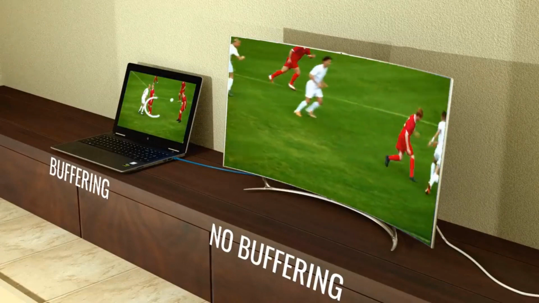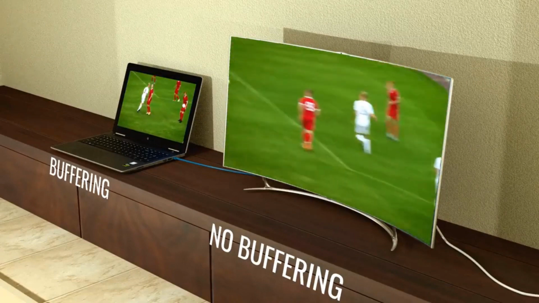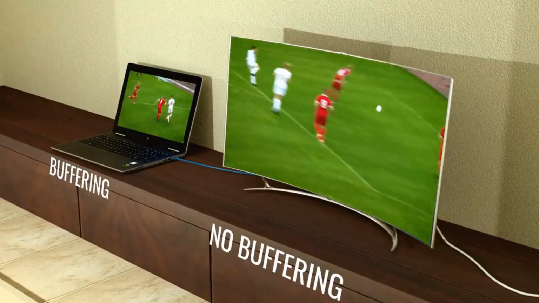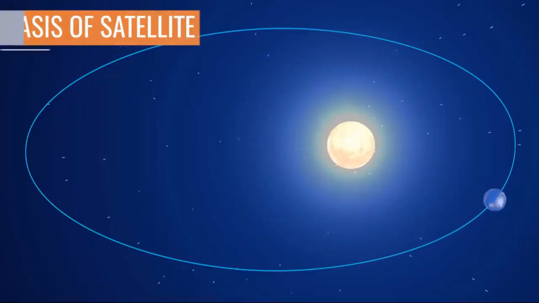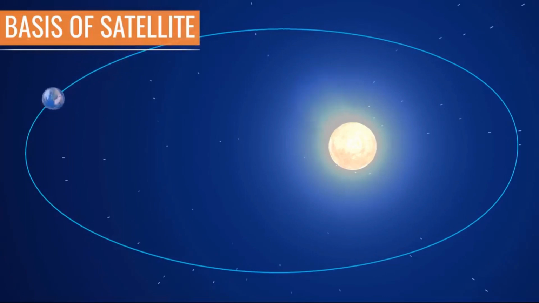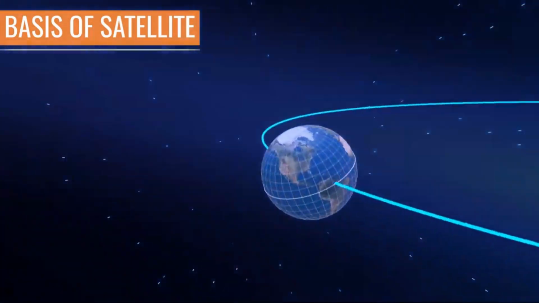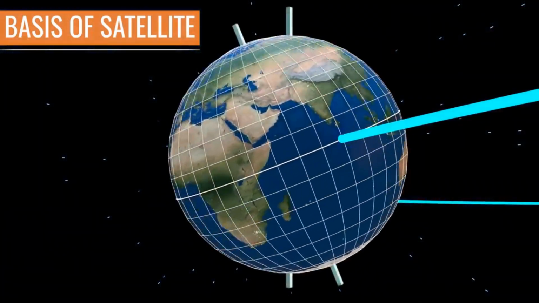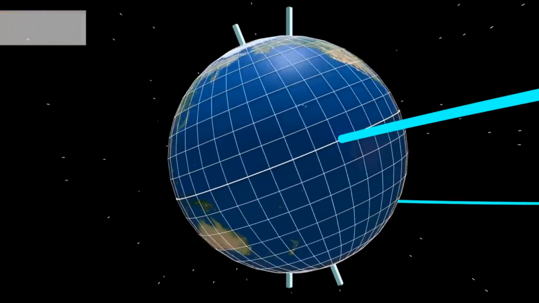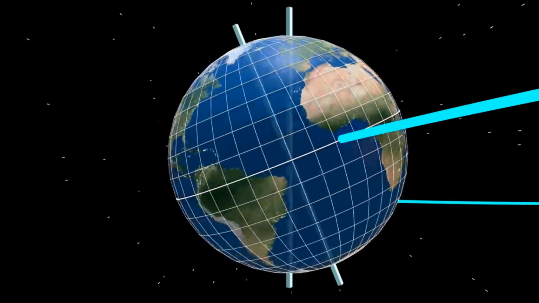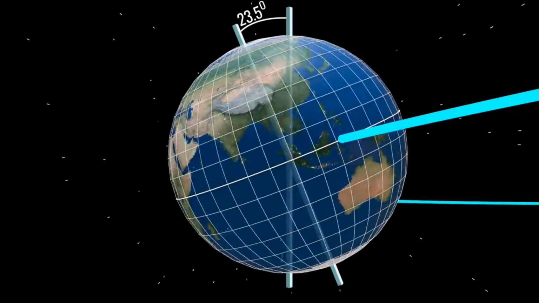To understand satellite TV broadcasting properly, we first need to have some basic knowledge about the parts of a satellite and how a satellite moves. As you can see, the Earth revolves around the Sun in an elliptical orbit, and the Earth also turns on its own axis. You can see that this axis of rotation is not perpendicular to the elliptical orbit surface, but slightly inclined as shown.